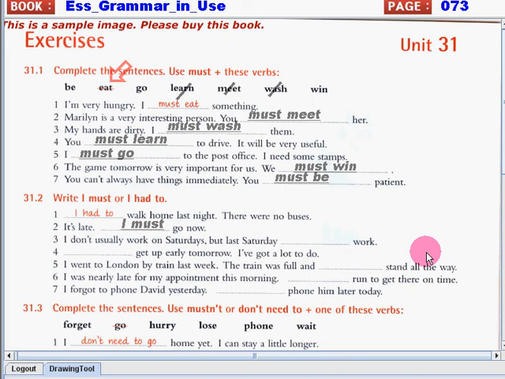Now number 3. I don't usually work on Saturdays, but last Saturday blank work. Okay, students, we have to use I had to. We have the past time expression last Saturday, so that's why we have I had to work.